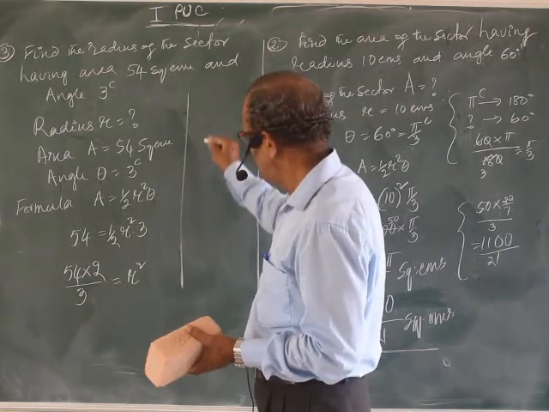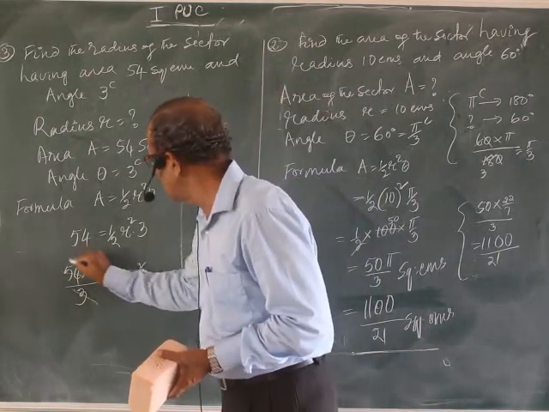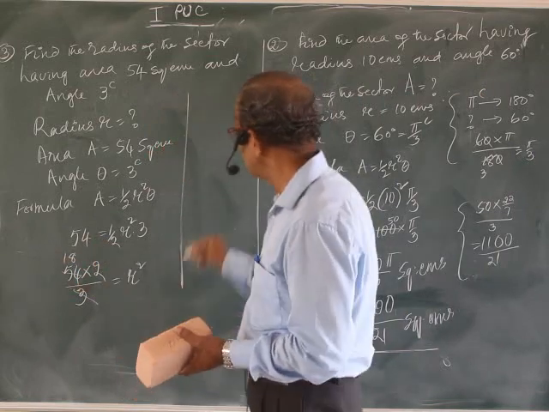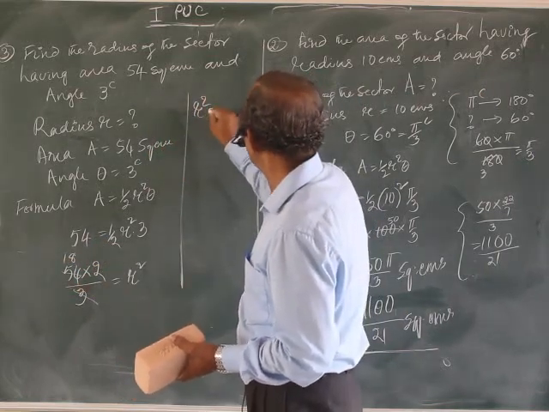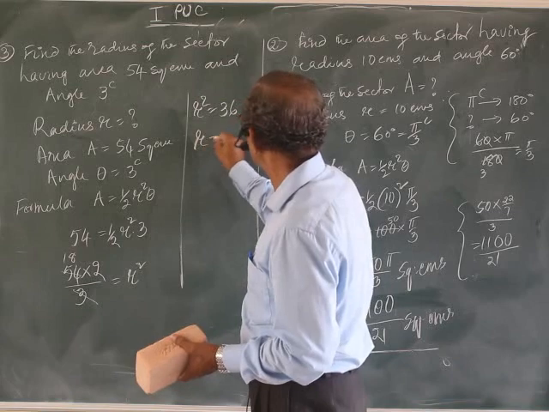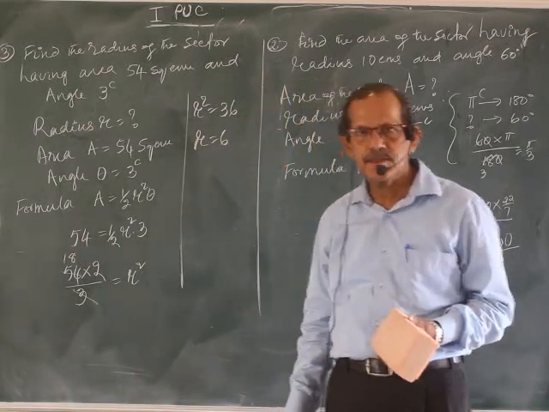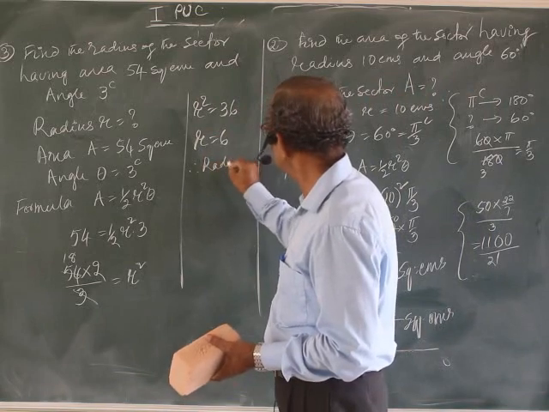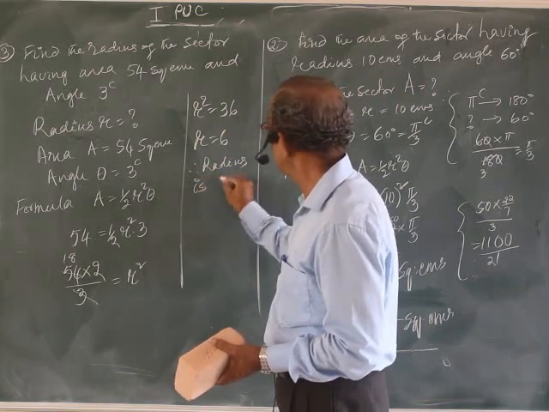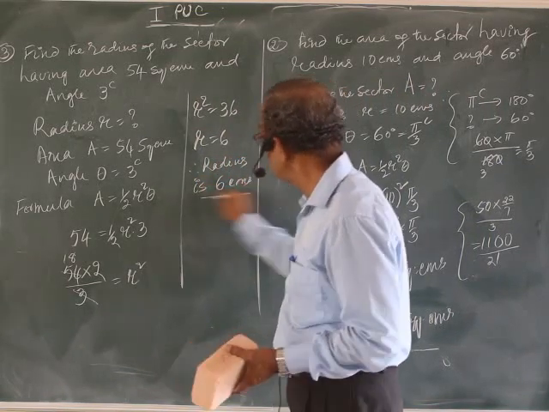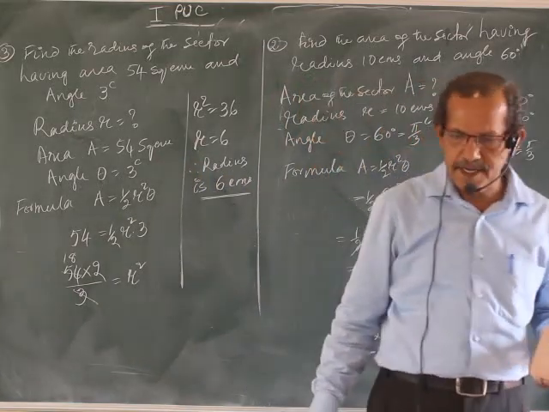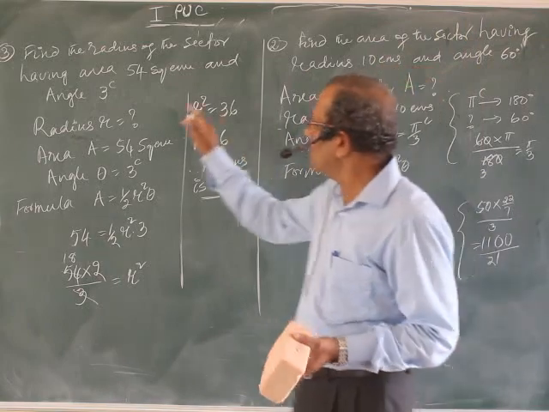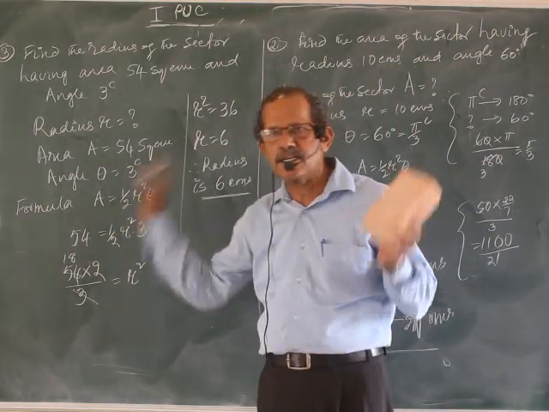Simplify it. 3 1s are 18. 18 into 2, 36. So, r square is 36. Therefore, r is 6. Therefore, radius is 6 centimeters. Whatever may be the value, knowing any 2 quantities in the formula, you can find the third one.